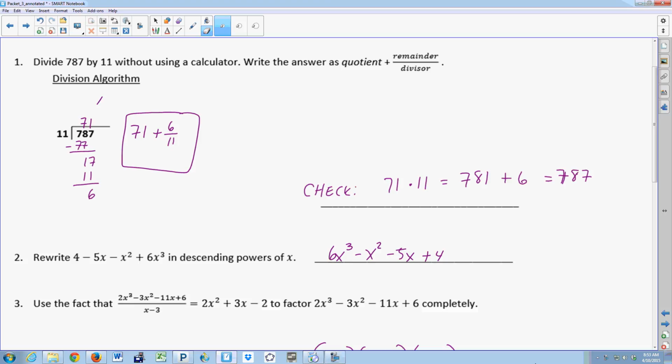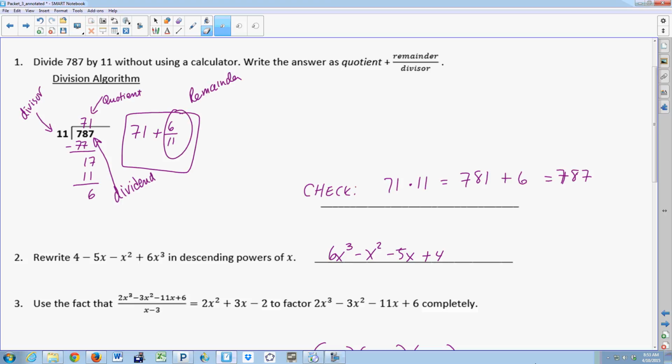Again, the answer is called the quotient. The number you divide by is called the divisor. And the number you're dividing is called the dividend. And this piece right here is called your remainder.